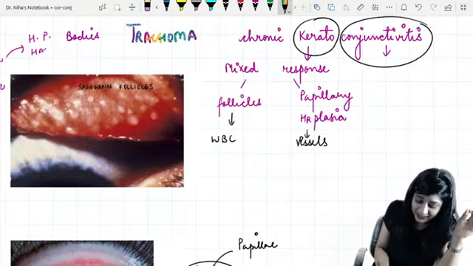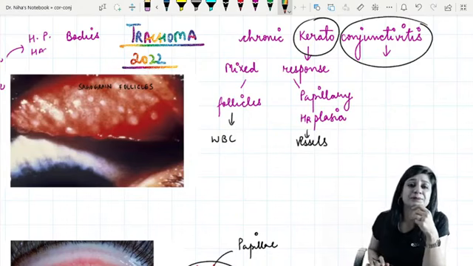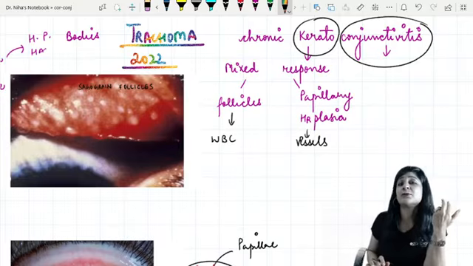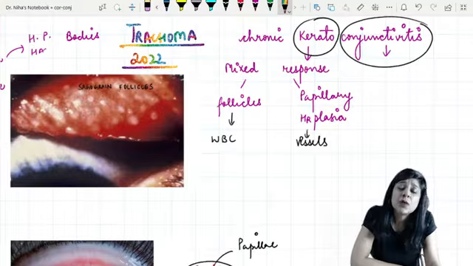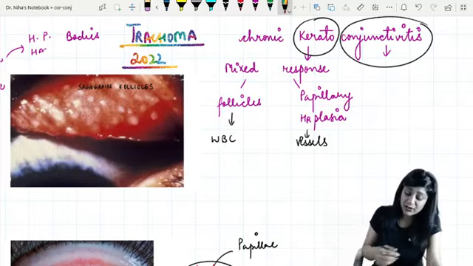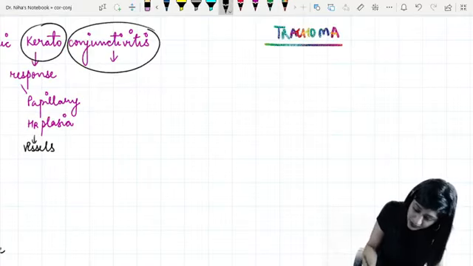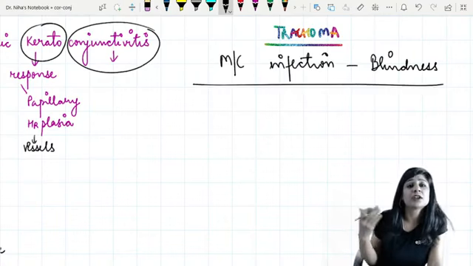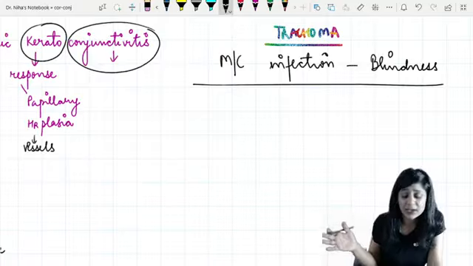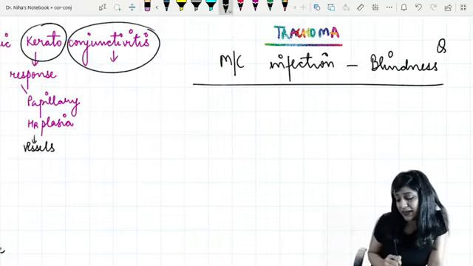Trachoma is also a part of your Vision 2020 program. We have got a WHO control program for trachoma also. Now, why is trachoma so important? Because trachoma is the most common infection in India which is causing blindness. So we are covering the images along with the questions that have been asked and that can be asked. So the most common infection that is causing blindness in India is trachoma.